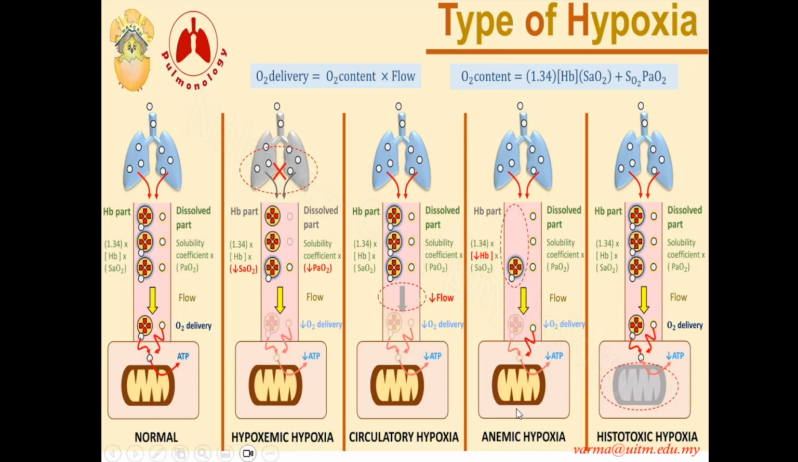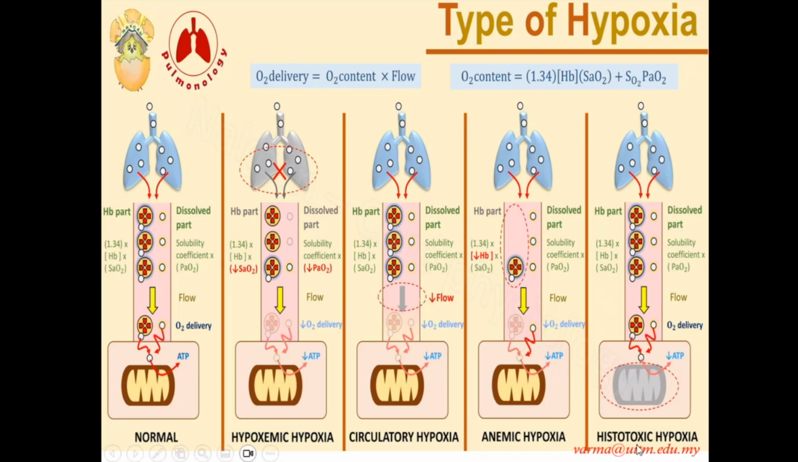Then we have anemic hypoxia. Anemic hypoxia is a problem with the hemoglobin. Again, it goes to the oxygen content formula. Your PaO2 is normal, your SO2 is normal, but your hemoglobin is low. When your hemoglobin is low, your oxygen content will be low. Even though your flow is normal, your oxygen content is low, so your oxygen delivery will be low. The patient can develop hypoxia.